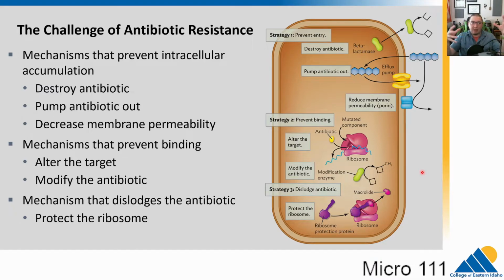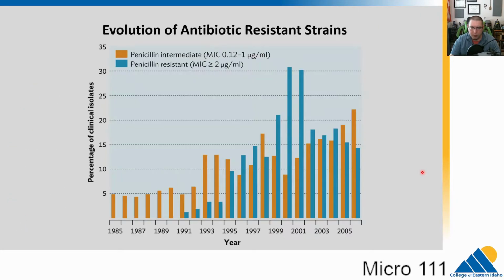Obviously, this takes both horizontal gene transfer and random mutations occurring. And this is a problem. Antibiotic resistance is increasing. Although luckily, now that we're aware of it, we're taking steps to avoid this with things like proper prescription of antibiotics.